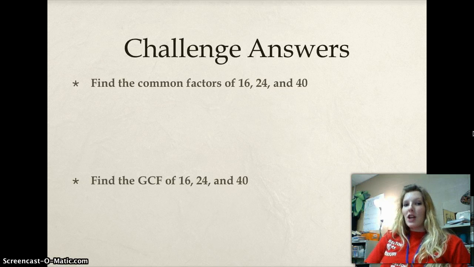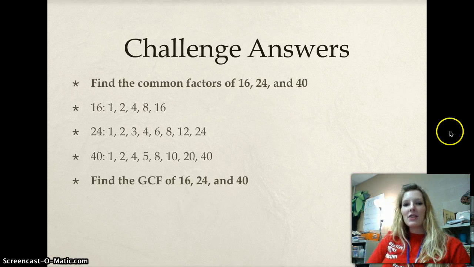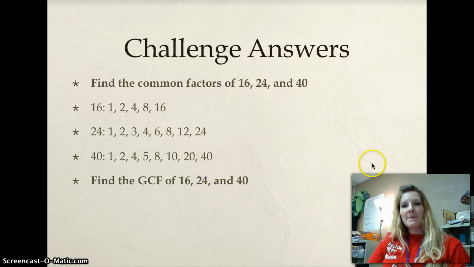Get ready for the challenge answers. Let's see if you could do this one, which I'm sure you can. The factors of 16 are here. The factors of 24 are here. And the factors of 40 are here. So now you just need to find the GCF of 16, 24, and 40.